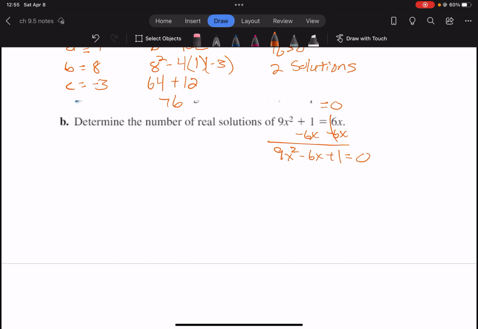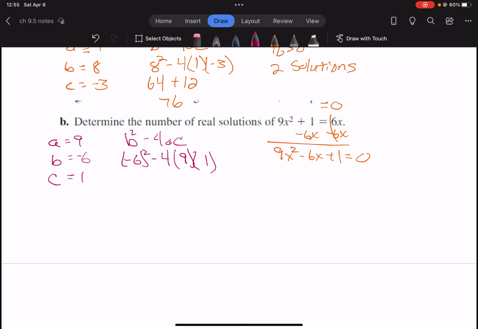Now I'm going to go ahead and write my solutions out, or try to find my A, B, and C. So A is 9. B is -6. C is 1. And we're just going to do b squared minus 4ac. So b squared is -6 squared minus 4 times a, which is 9, times c, which is 1.